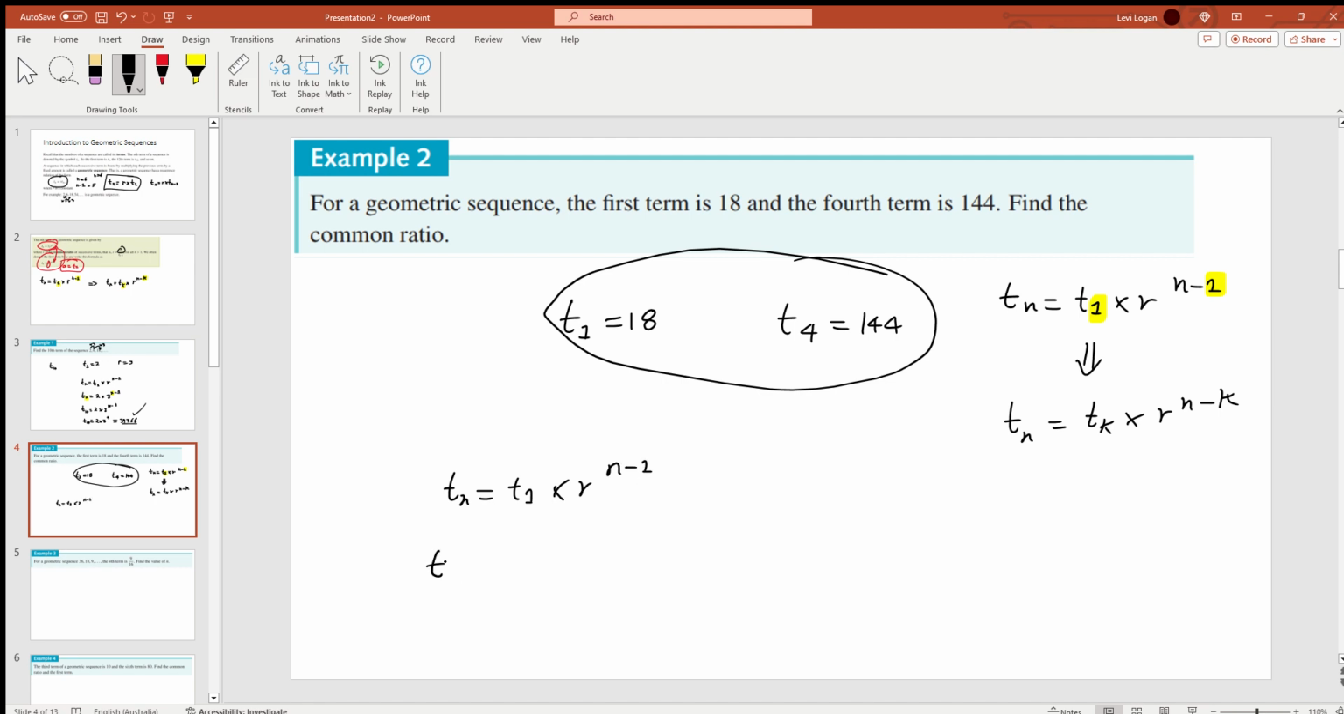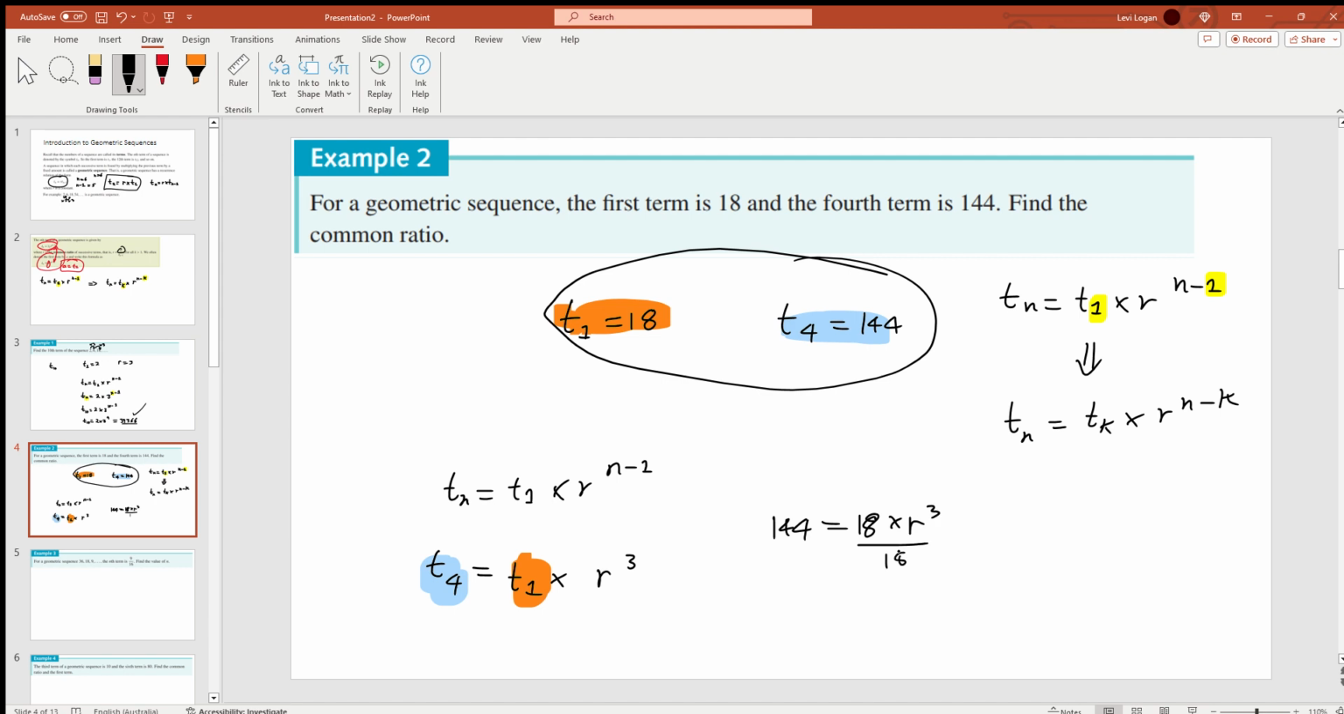So here we're going to have T of 4 equals T of 1 times R to the power of 4 minus 1, which is 3. I now know what this is. This is 144, and I do know what this is. That is 18, so I can plug that in. So I'll have 144 equals 18 times R cubed.